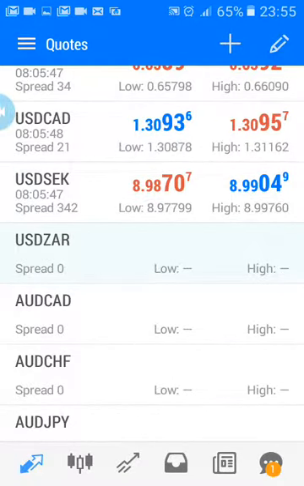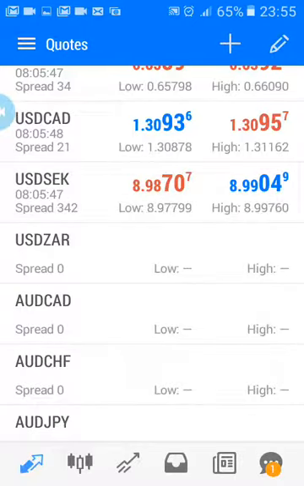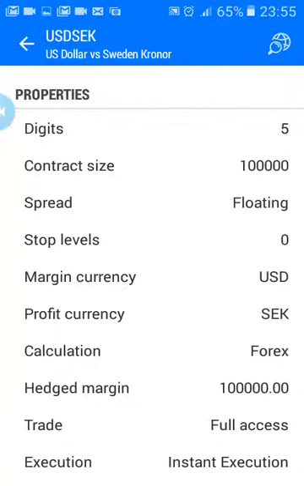Let's look at the South African rand and the US dollar. There it is. This is how you view what this symbol stands for. You just press and you let it go, and then you press properties, and it will show you the US dollar versus the Swedish krona, whatever.